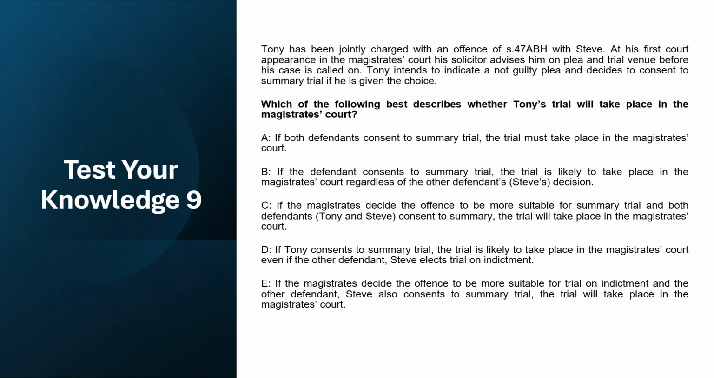Or is it C, if the magistrates decide the offence to be more suitable for summary trial and both defendants, Tony and Steve, consent to summary trial, the trial will take place in the Magistrates' Court? Is the answer D, if Tony consents to summary trial, the trial is likely to take place in the Magistrates' Court even if the other defendant, Steve, elects trial on indictment? Or is the answer E, if the magistrates decide the offence to be more suitable for trial on indictment and the other defendant, Steve, also consents to summary trial, the trial will take place in the Magistrates' Court?